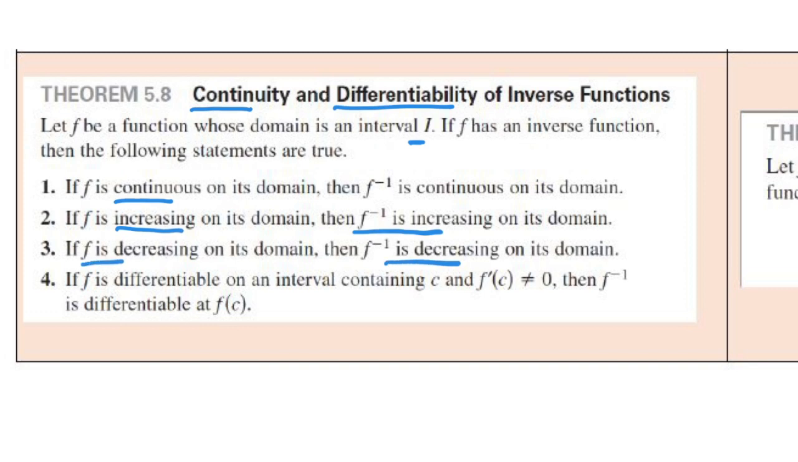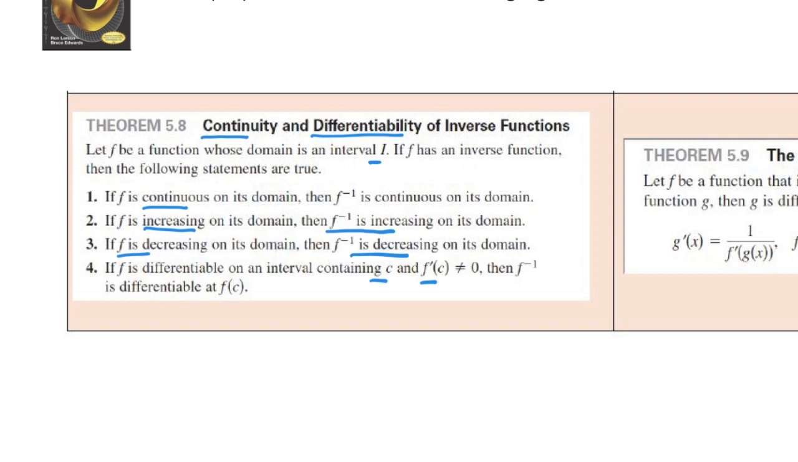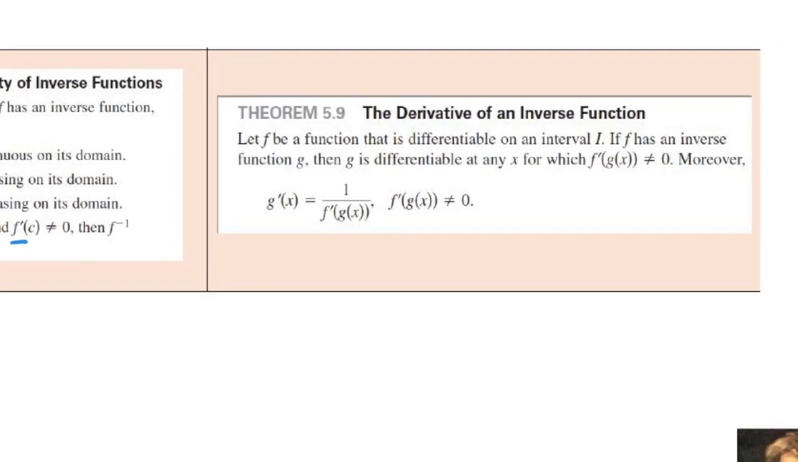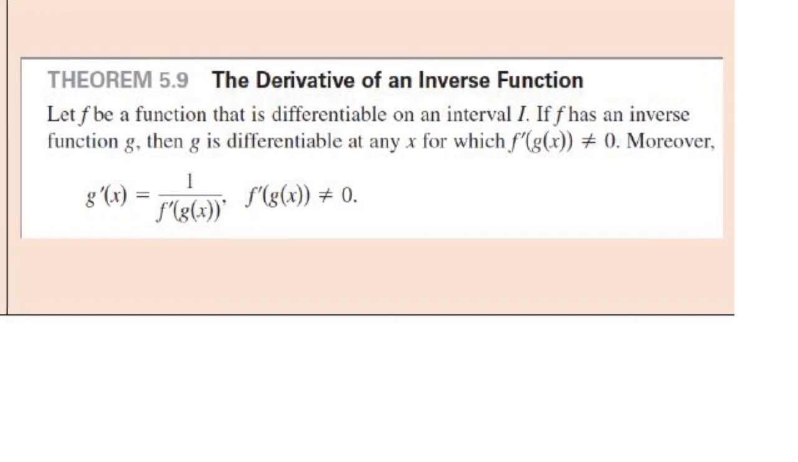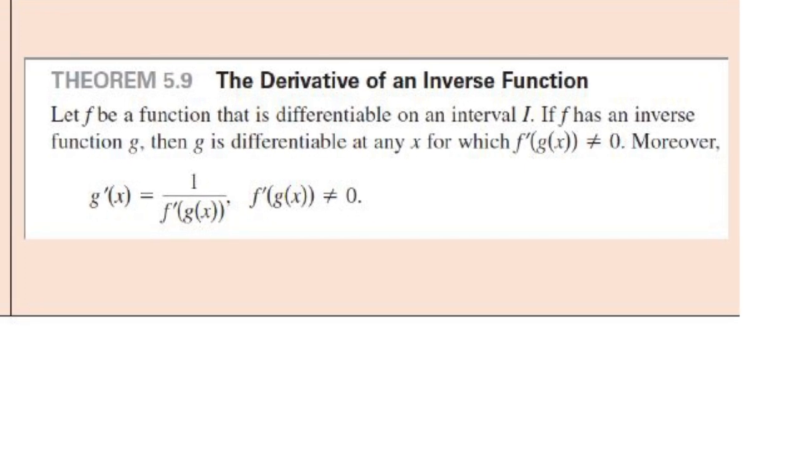If f is differentiable on the interval containing c, and the derivative at c is not 0, then the inverse is differentiable at f of c. So these ideas are going to be connected to find whether or not the inverse function has a derivative. All right, so the derivative g prime of x is equal to 1 over f prime of g of x, where g is the inverse of f. And we are actually going to show that in the next slide.